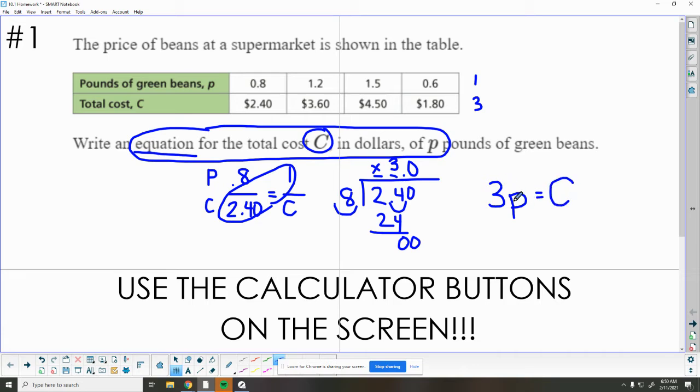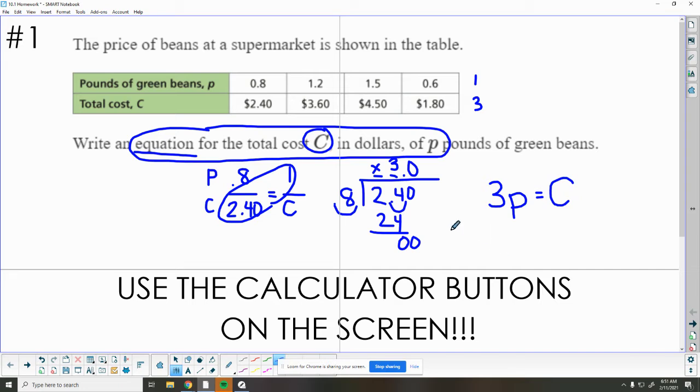If I had 5 pounds of green beans, 3 times 5, the total would be 15. If I bought 2 pounds of green beans, 3 times 2 is 6 total. So this equation here can help me find any number on this table. I could say I want 0.75 pounds. 3 times 0.75 will give you the total cost here. So this equation will help us find anything on this table.